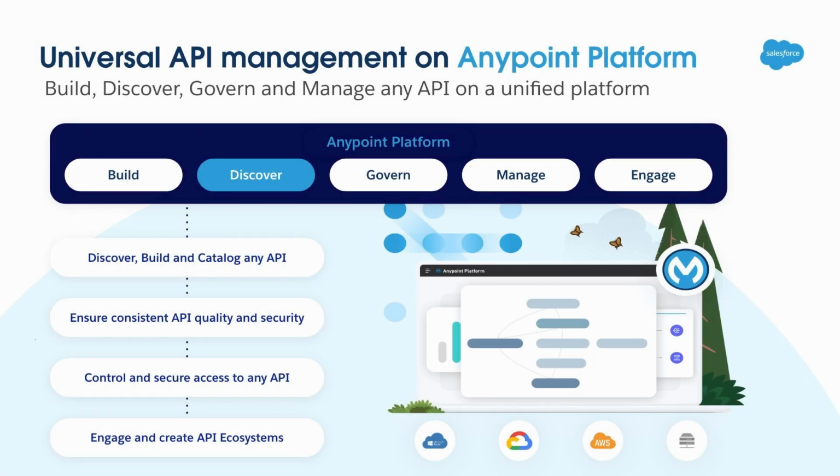In the next video, we'll show you how you can catalog API specifications built outside of Anypoint Platform to make Anypoint Exchange your single source of truth for all APIs, regardless of where they're built.